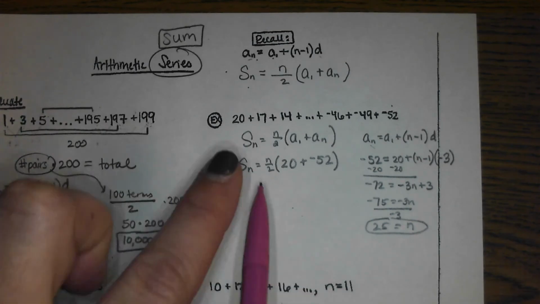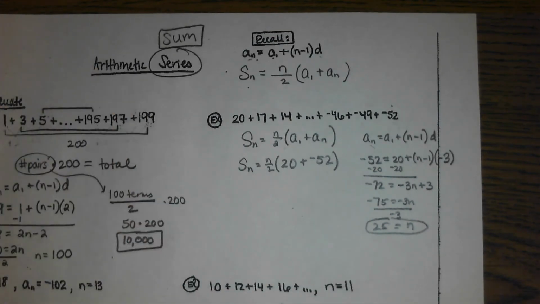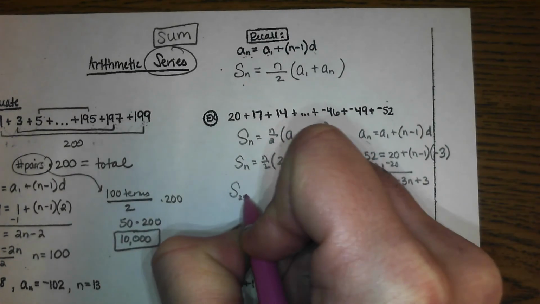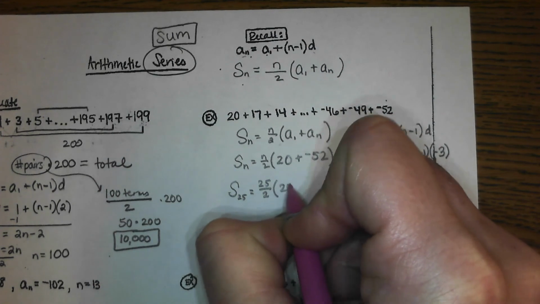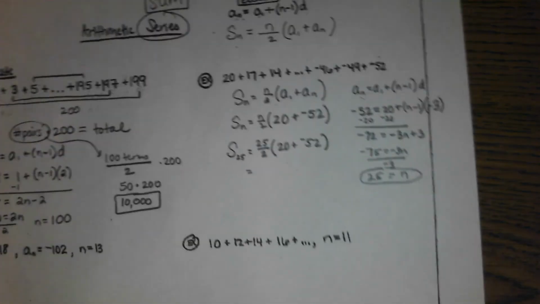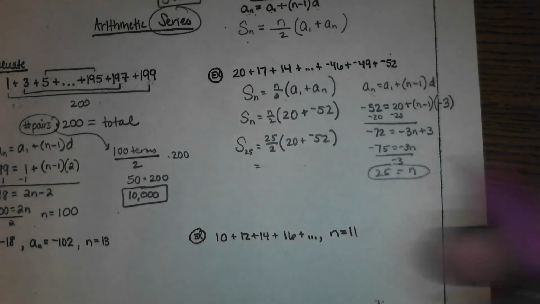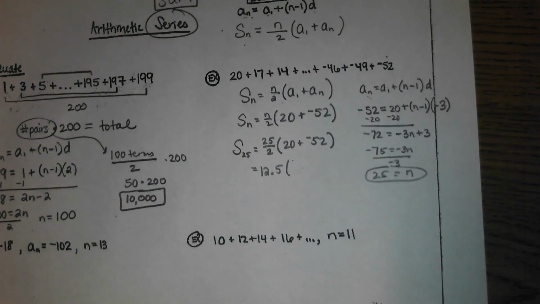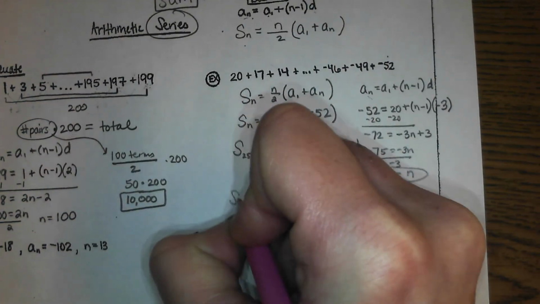So now I can go back to the main point of this problem that I had to pause from for a minute. Now I know that the nth term is 25. Let's plug it in. S sub 25 equals 25 over 2 times 20 plus negative 52. And do that on your calculator. I essentially have 12 and a half pairs. If there's 25 terms, I have 12 and a half pairs times negative 32. And just type that in.